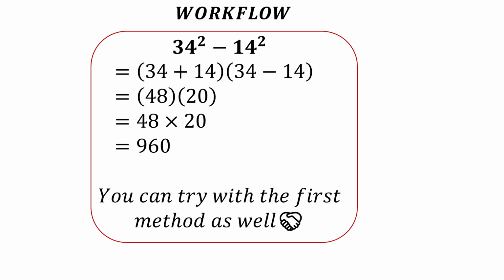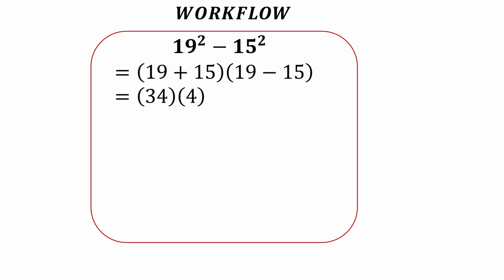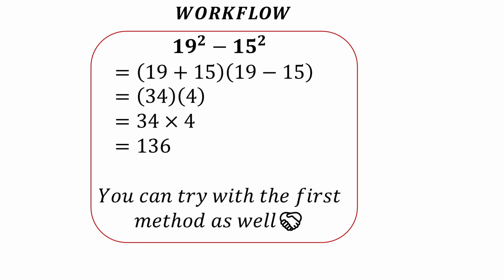Again, you can try this with the first method, and that will work perfectly as well, just that you will probably end up with huge figures, which will make your work a bit difficult compared to using this simple formula. The same thing applies to this one, so that's going to give us 19 plus 15 in one bracket, 19 minus 15 in another bracket. It's going to give us 34 times 4, and that gives us 136.